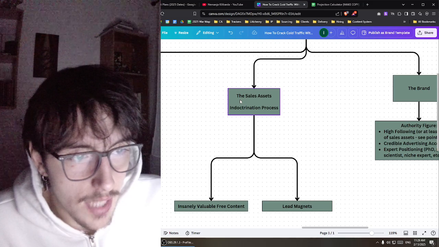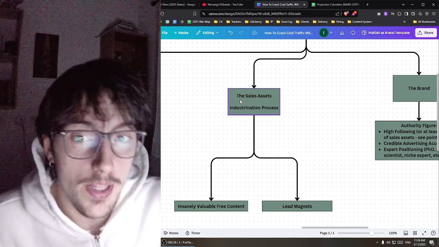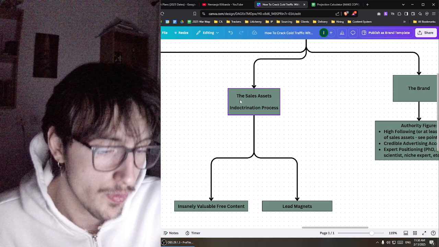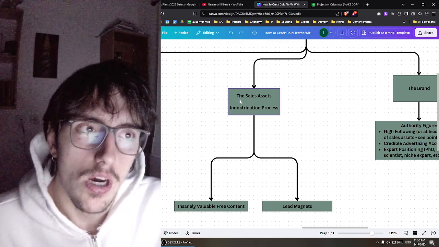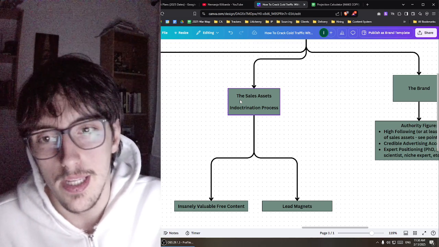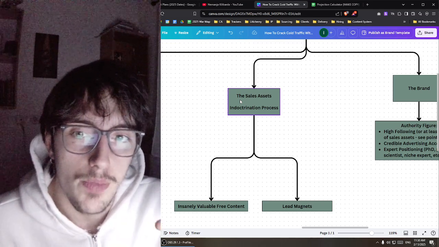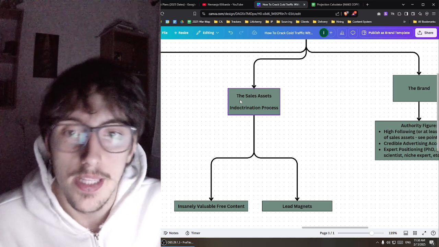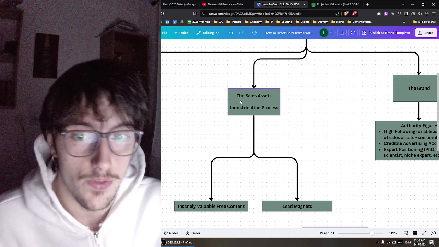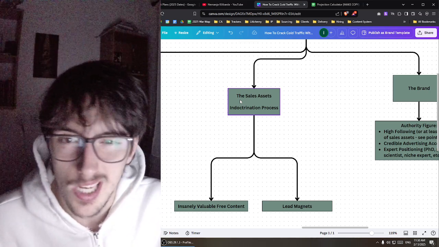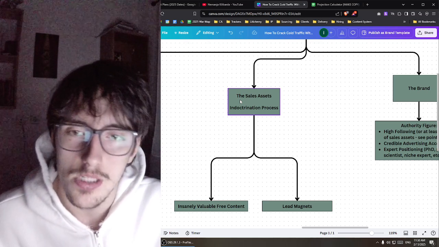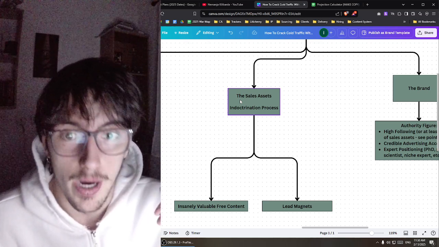Next is the sales assets. That is your indoctrination process. Google has released an article on some research that they did, and they noticed that in order for someone to buy something, they need to go through 7 hours of content from that person across 11 different touch points, I believe that was, before they can actually make the decision and buy.